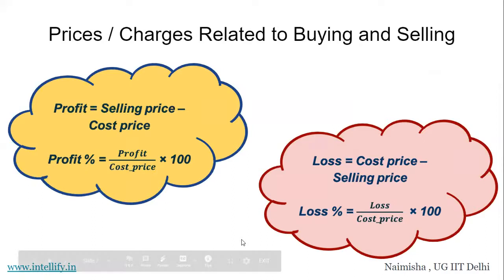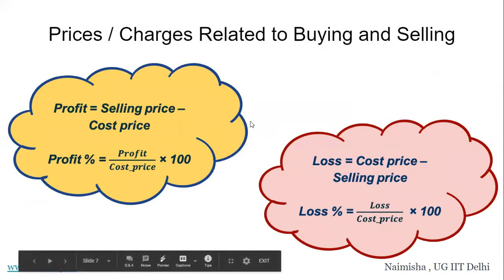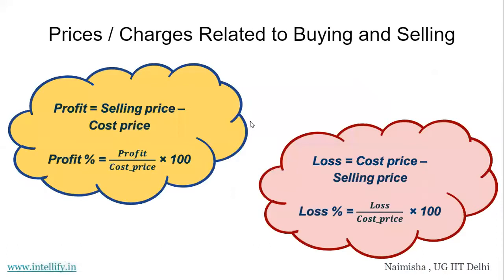Prices and charges related to buying and selling. Profit is equal to selling price minus cost price. Profit percentage is equal to profit by cost price into 100. Similarly, loss equals cost price minus selling price. Loss percentage equals loss by cost price into 100.